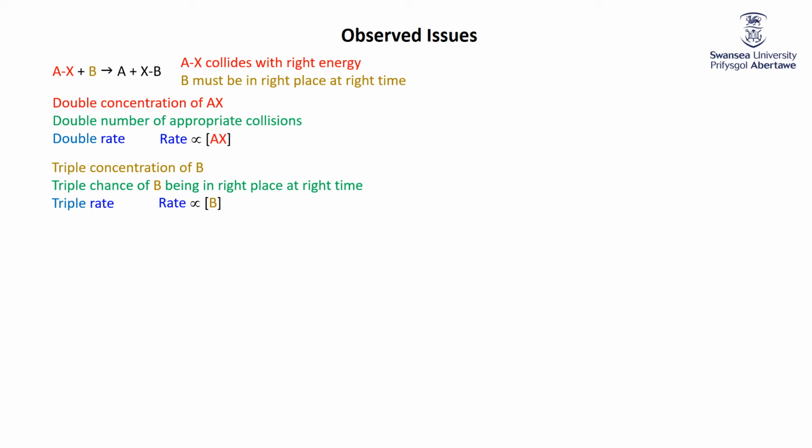Because we are saying that our reaction relies upon, first of all, an AX colliding with the right energy, and then B being in the right place at the right time, we can say overall that the rate is proportional to the concentration of AX, the number of AX molecules, and it's also proportional to the concentration of B, the number of B's ready to be in the right place at the right time. Putting that all together, doubling AX and tripling B would double the rate and then triple the rate, so the rate goes up by 6.